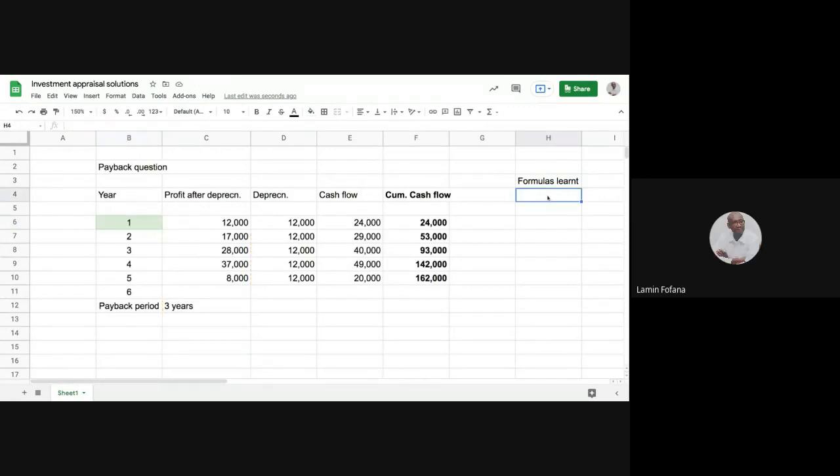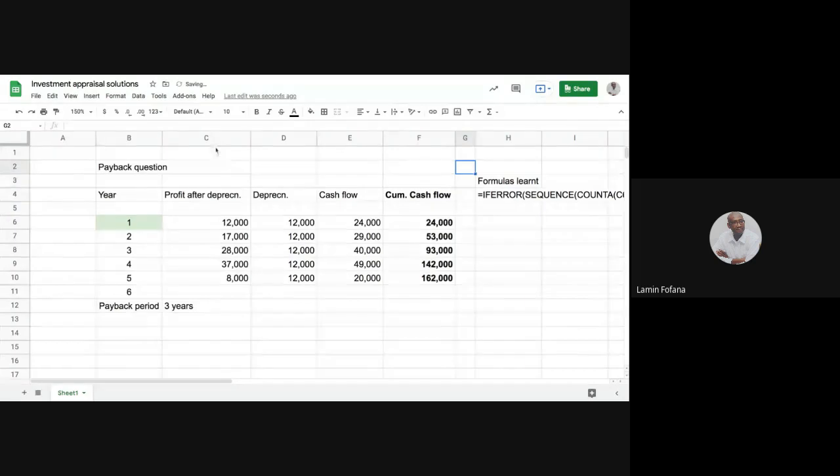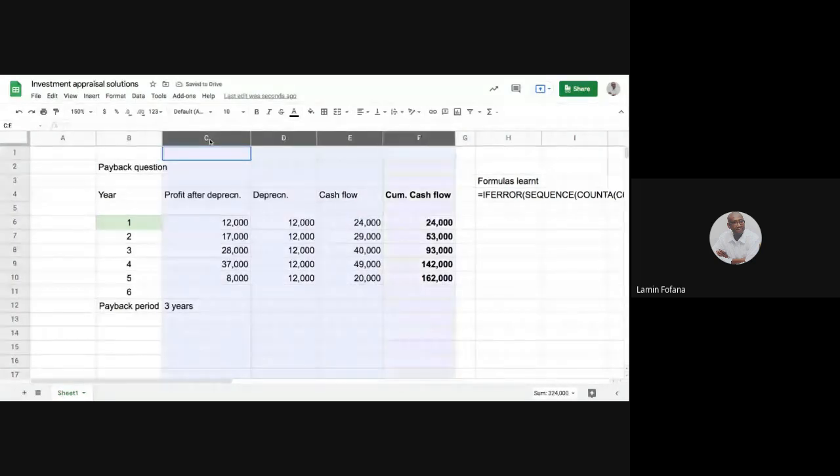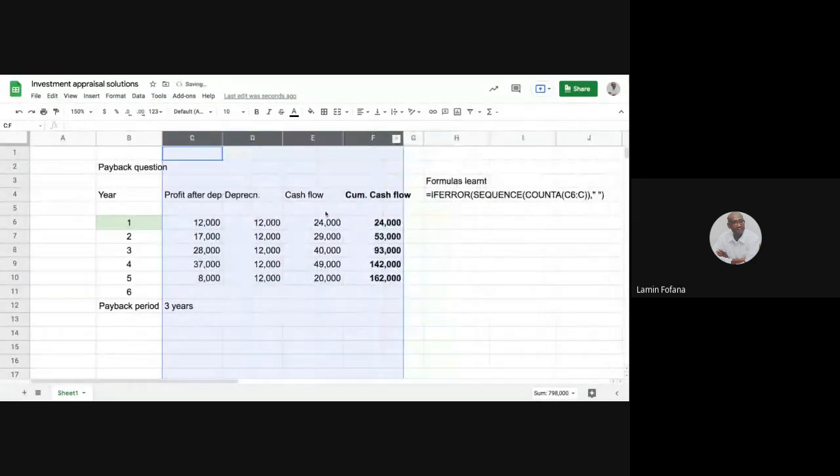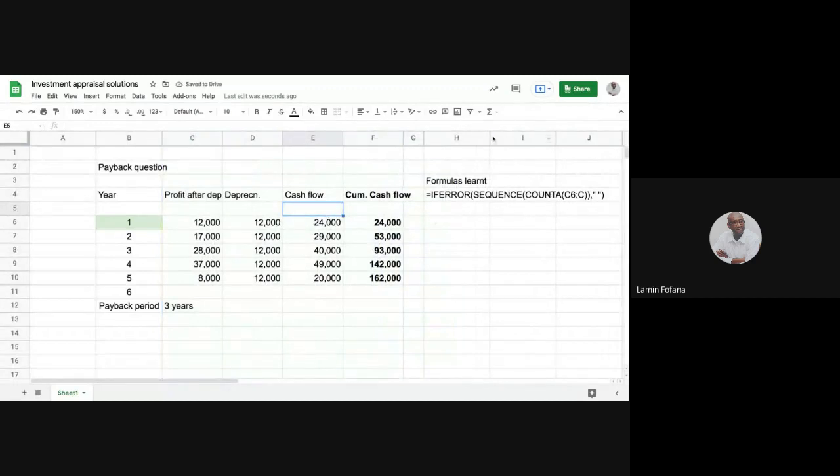Sorry, let me just get that right. I'm just trying to display some of the formulas that you have learned so that for your future reference, you could easily look at them. So this is one of them that we have learned. Say that again, please.